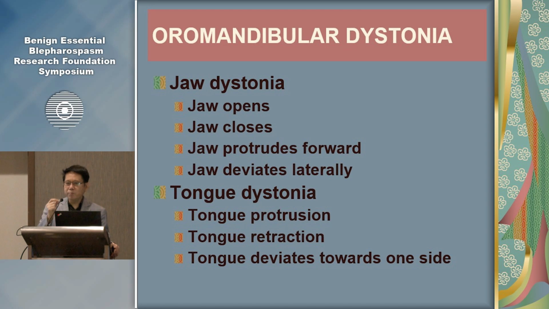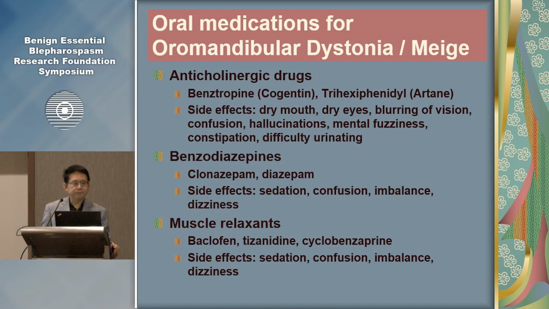And tongue retraction means if they try to stick out their tongue, the tongue is just stuck there inside. So it's very difficult for them to stick out their tongue. And then the third way that the tongue can be dystonic is that it deviates towards one side.